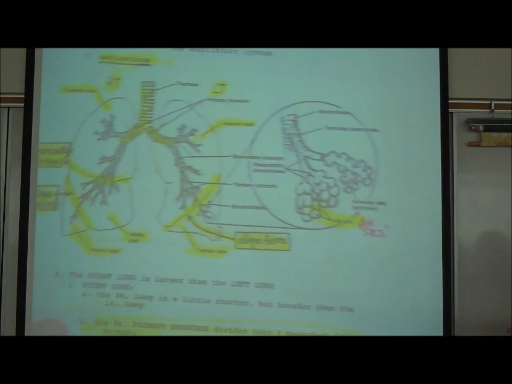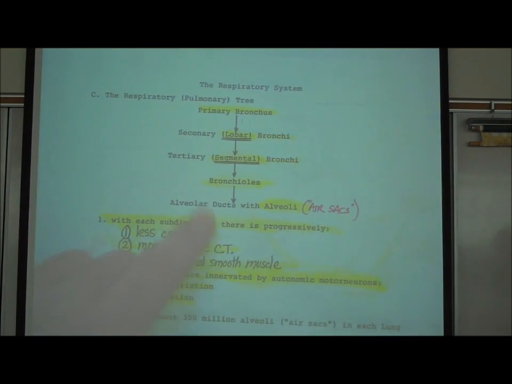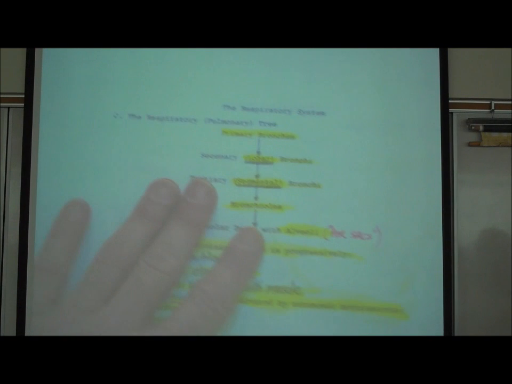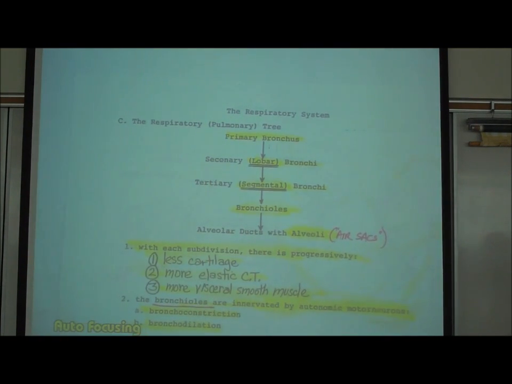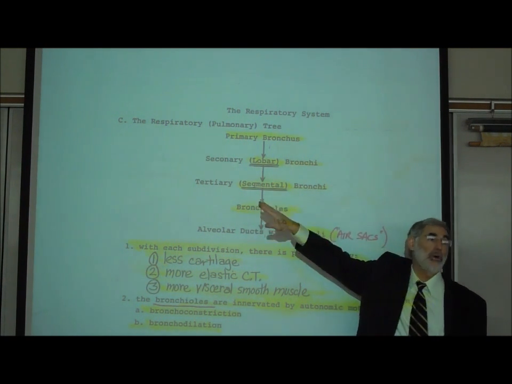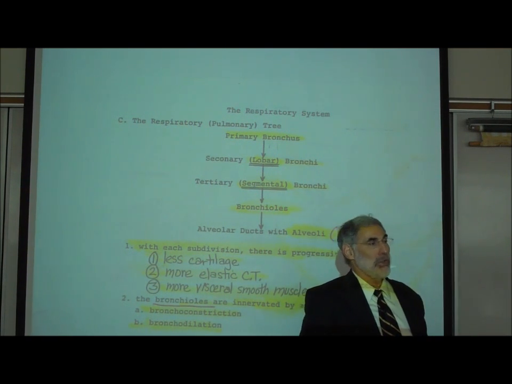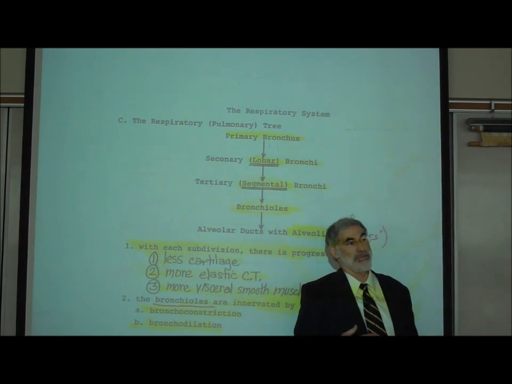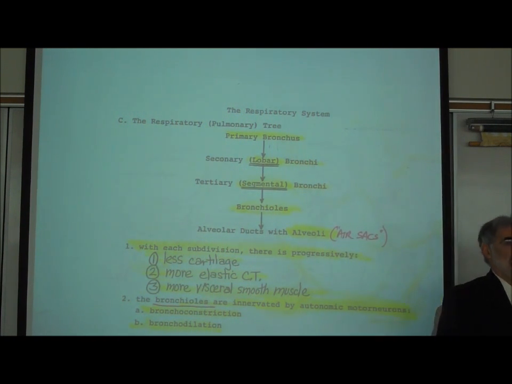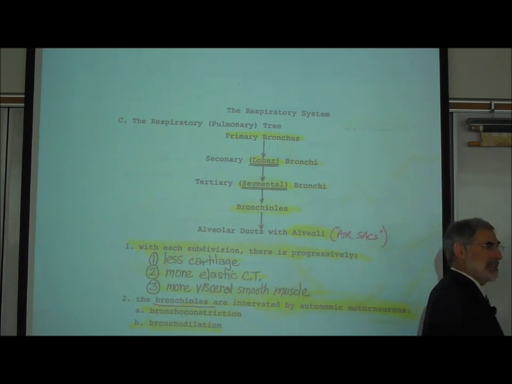Everything I've just described in these pictures was written right here in the outline. On page K12, we have what's called the respiratory tree. By that we mean these airways that divide into smaller and smaller branches. So the primary bronchus is what enters each lung, and it subdivides into lobar bronchi. And how many lobar bronchi there are depends on how many lobes there are in that lung. There will be 3 right lobar bronchi and 2 left lobar bronchi, because the right lung has 3 lobes and the left lung has 2 lobes.